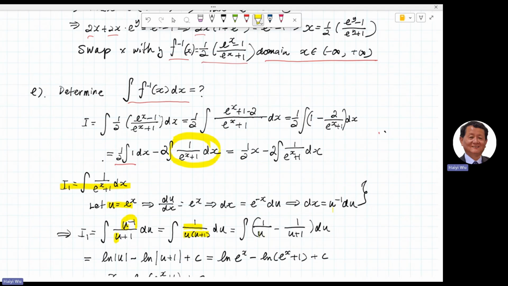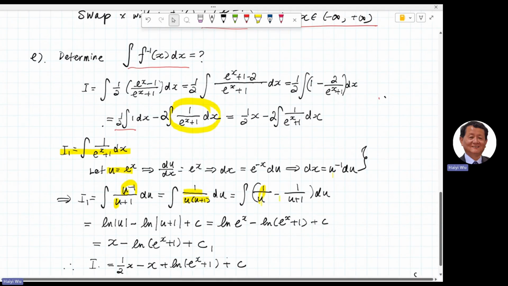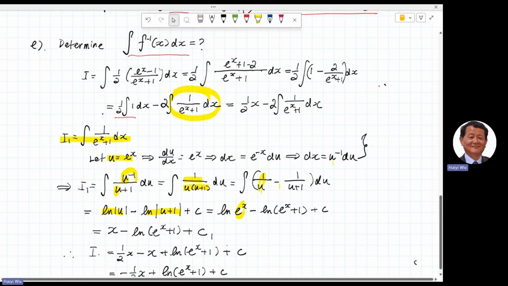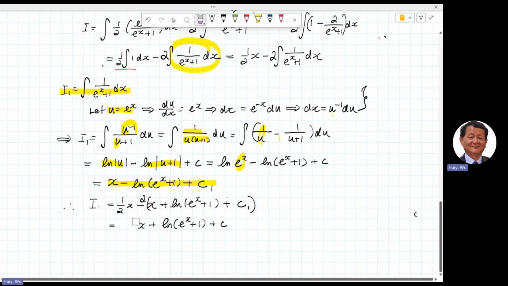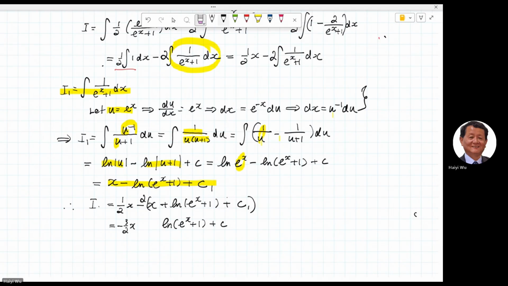So I'm going to separate, this is a partial fraction. I'm going to separate this into 1 over u minus 1 over u plus 1. So now it's a pretty simple way to integrate it. So it becomes log u, and log u becomes log e^x, put back e^x, and this one. So the answer for I1 will be x minus log(e^x plus 1) plus c1. Now, I forgot that should be 2. So this c1 should be doubled, put a 2 there. So therefore, the final answer should be negative 3 over 2 x, right? Then minus 2 times that, plus c. So that's the final answer for the I.